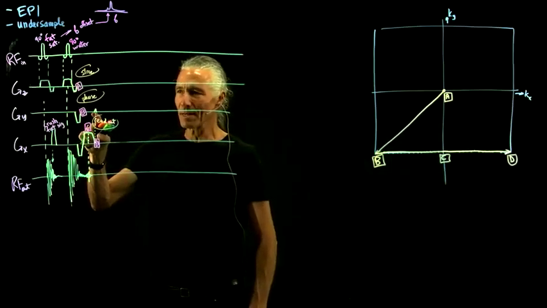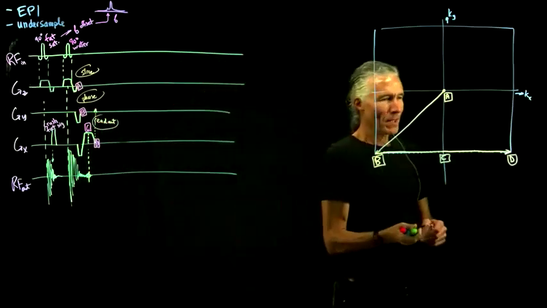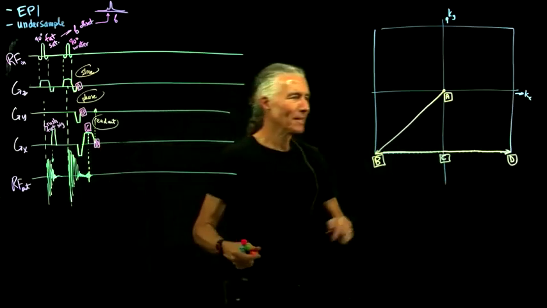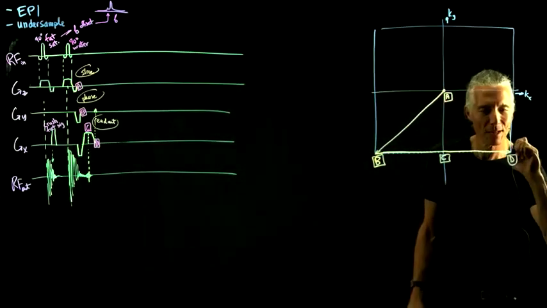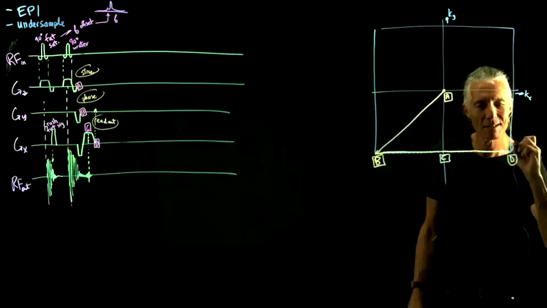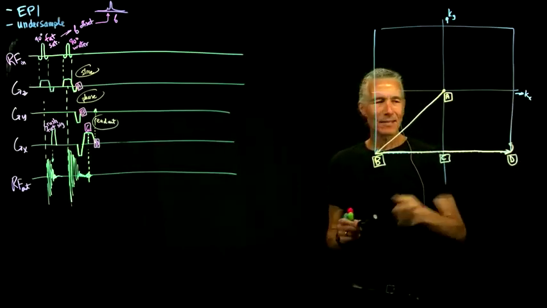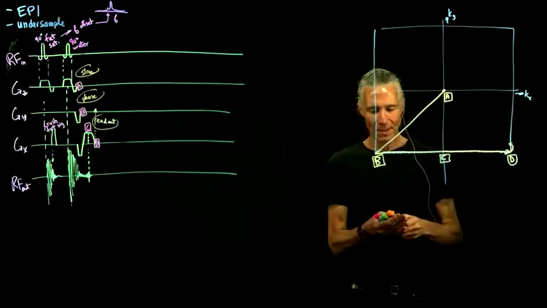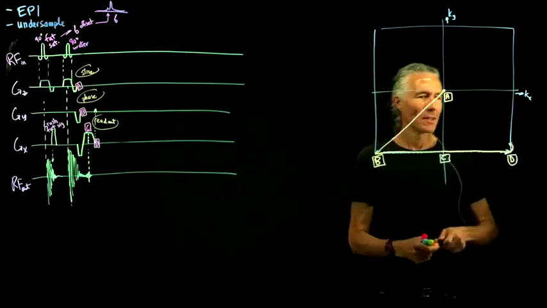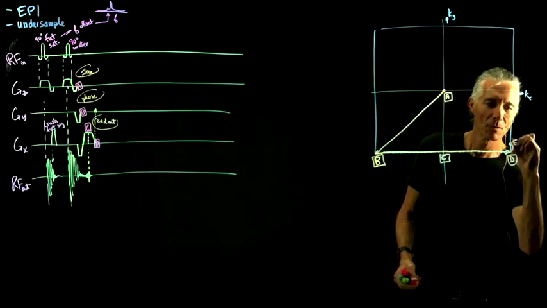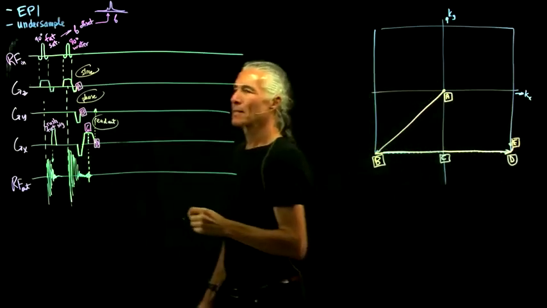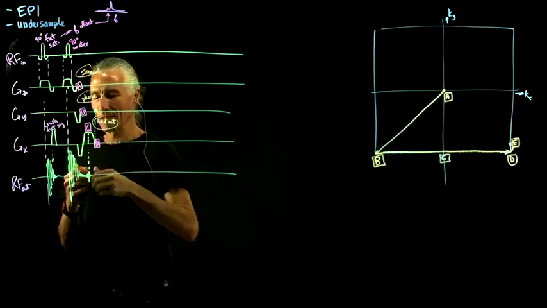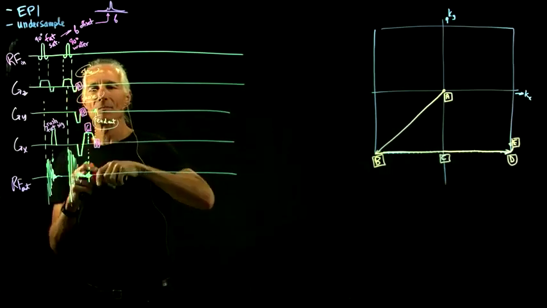But it's a positive gradient, and so what does that do? It's in the midst of this other gradient still being on, and so it causes the position in k-space to loop around, and then you get to point E. So it just moves you up a little bit in k-space. It's not very big, and now we're at point E, and we're ready to record another line of k-space.